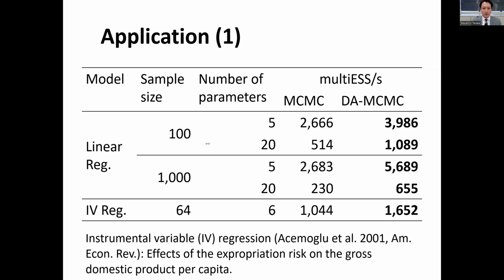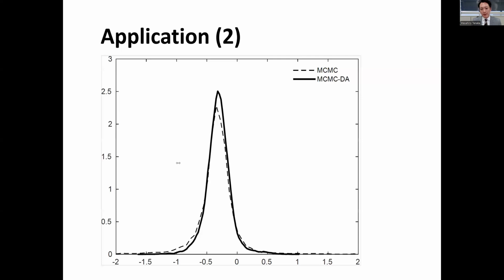And finally, this figure compares the simulated posterior distribution of a key regression coefficient of the instrumental variable regression. The difference between the two was small. Therefore, using the proposed algorithm, DA-MCMC, we can simulate the same posterior distribution with lower computational cost.